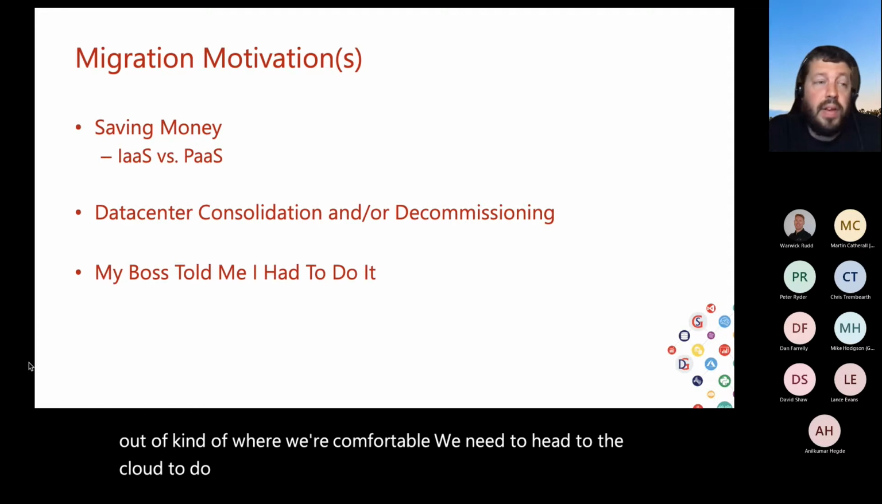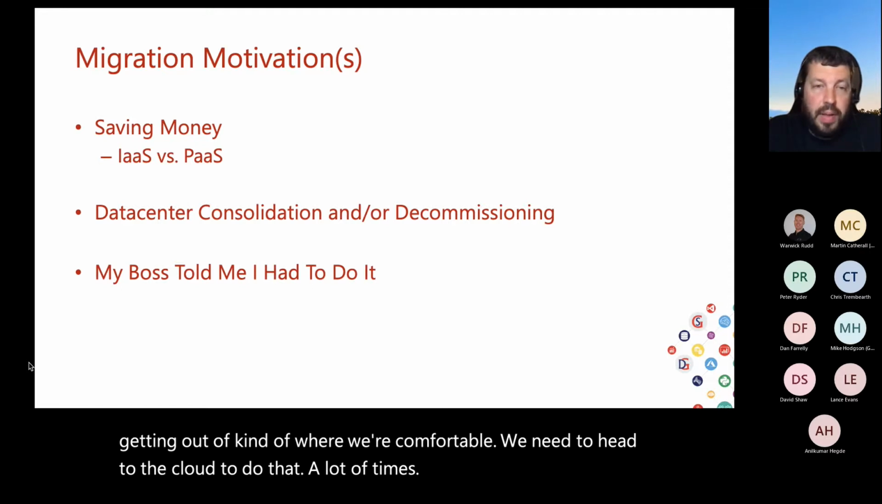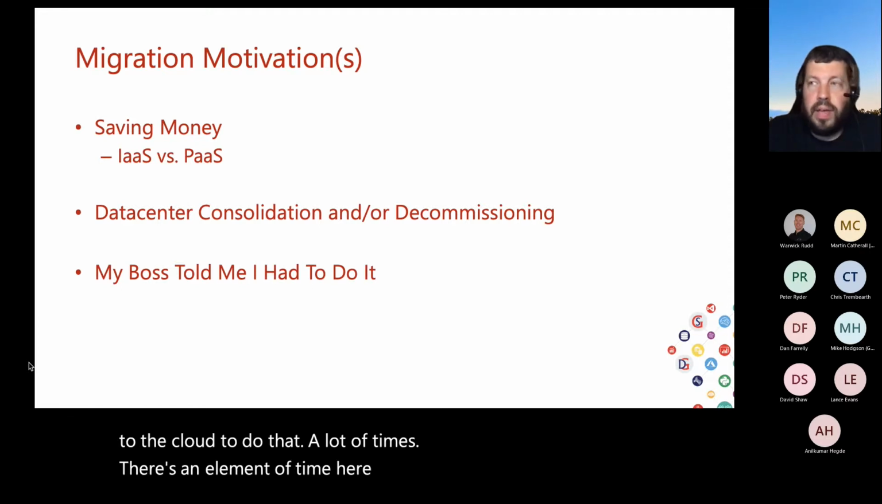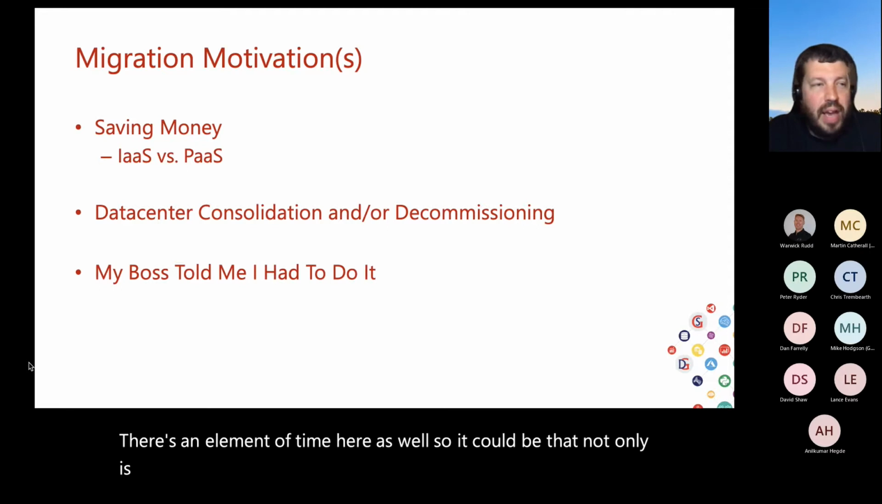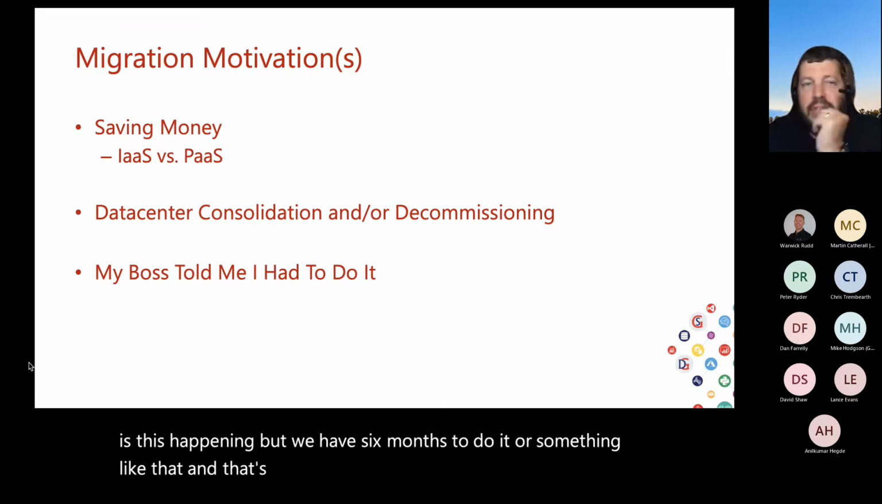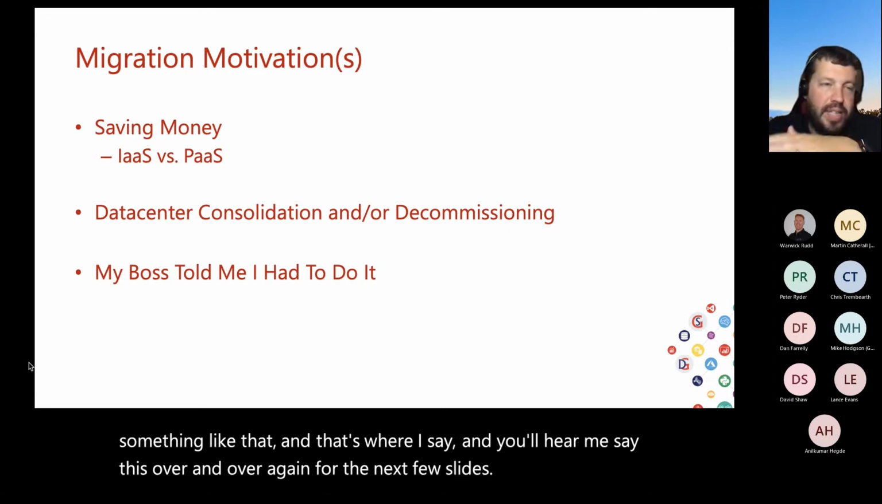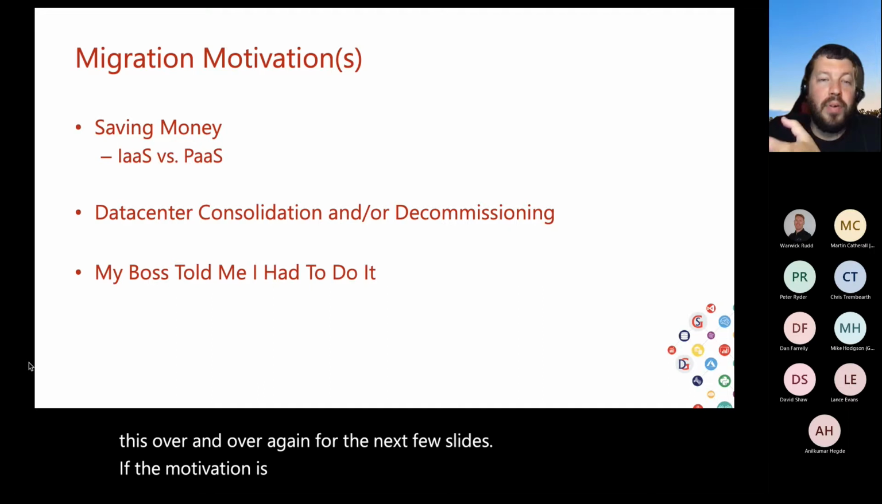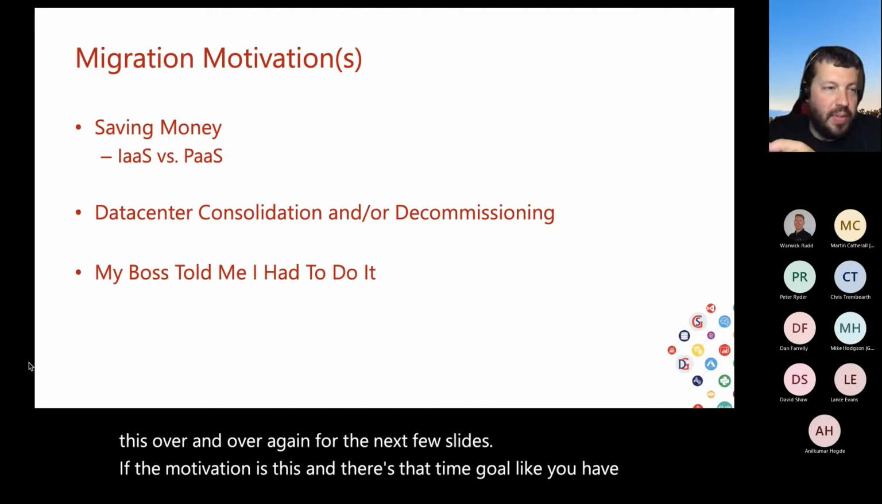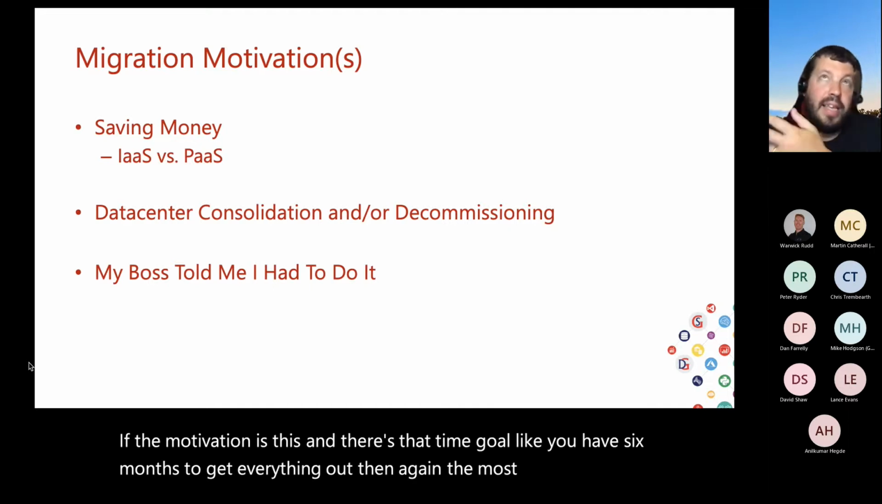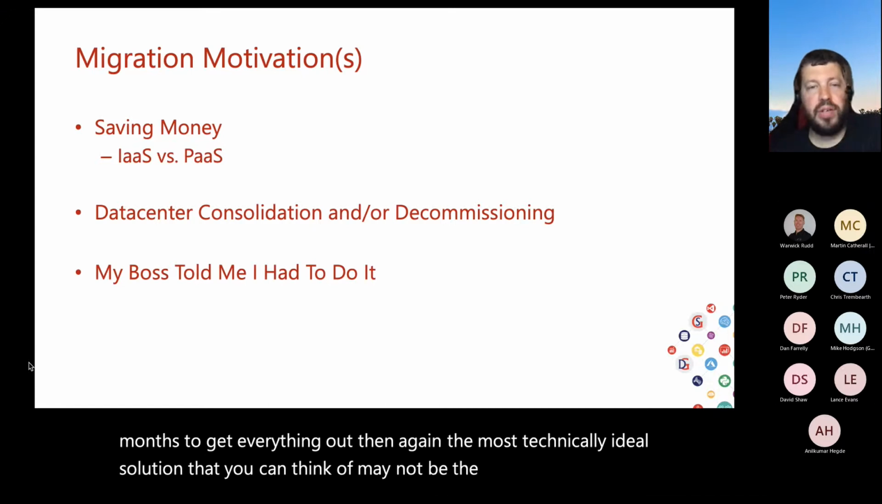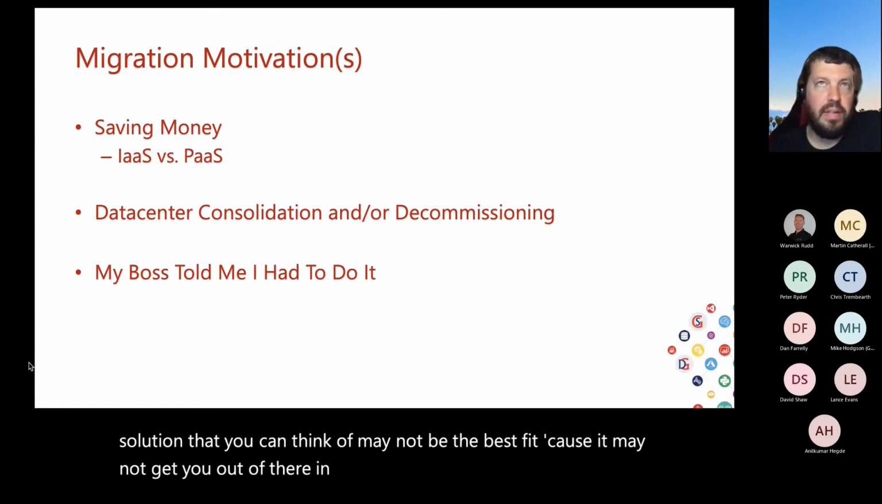A lot of times there's an element of time here as well. So it could be that not only is this happening, but we have 6 months to do it or something like that. And that's where I say, and you'll hear me say this over and over again for the next few slides, if the motivation is this and there's that time goal, like you have 6 months to get everything out, then again, the most technically ideal solution that you can think of may not be the best fit, because it may not get you out of there in the time that you need to meet.